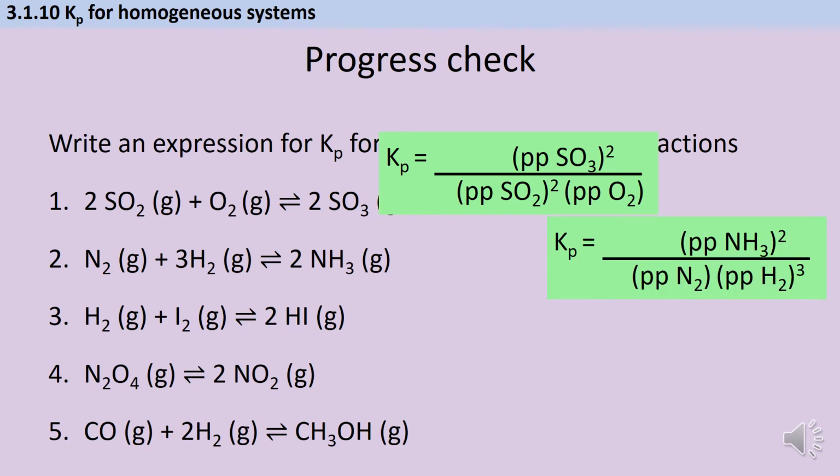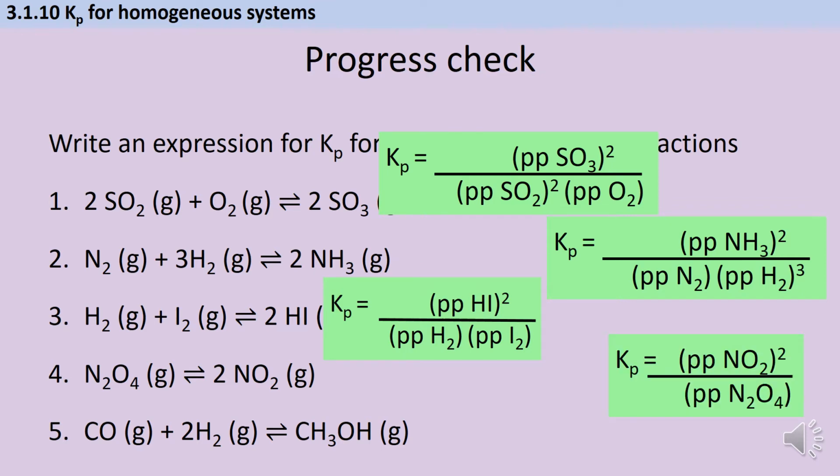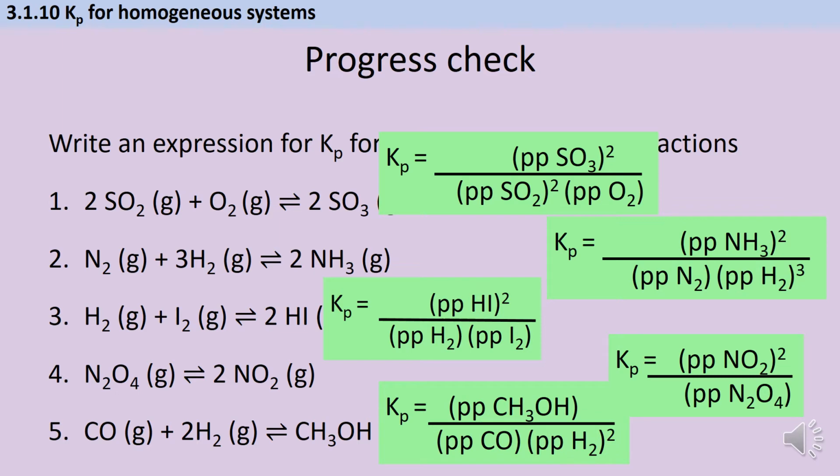Then for the Haber process, we've got something that looks like this, with your ammonia on top and your nitrogen and hydrogen on the bottom. Then for making hydrogen iodide, we've got something that looks like this. So your hydrogen iodide is squared because there are 2 moles of that, but only 1 mole each of the hydrogen and the iodine. And then for number 4, you've got something that looks like this. And for number 5, we've got this.